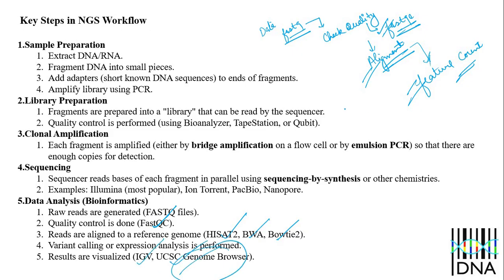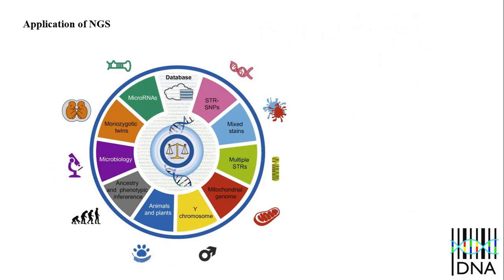UCSC genome browser is a type of database. We also use RStudio, and to interpret this data, RStudio also plays a very important role. Okay, this is the overall workflow of NGS. In the next session, we discuss this workflow in detail. Now we discuss the application of NGS.